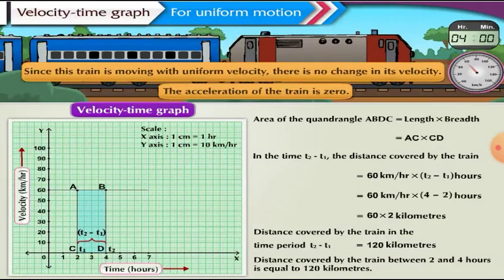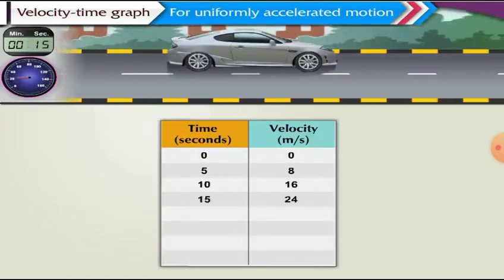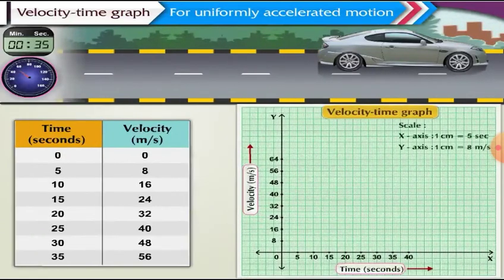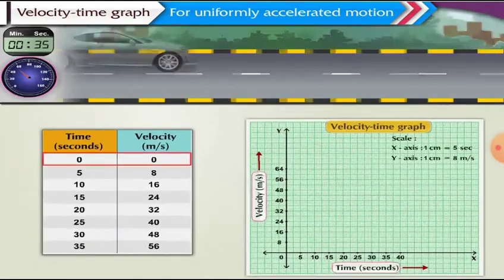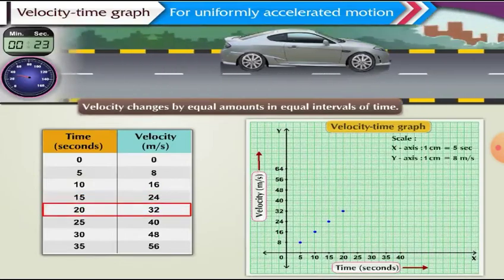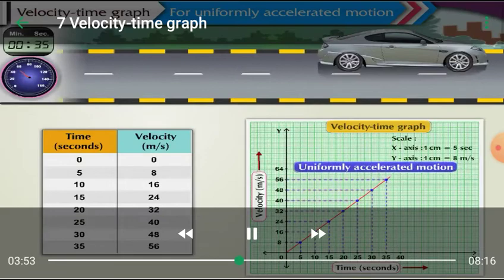Come, let us study the velocity time graph for uniformly accelerated motion. Velocity time graph for uniformly accelerated motion. The changes in the velocity of a car in specific time intervals are given in the table. Also, as per the table, the velocity time graph is shown here. The nature of the graph shows that velocity changes by equal amounts in equal intervals of time. Thus, this is uniformly accelerated motion.